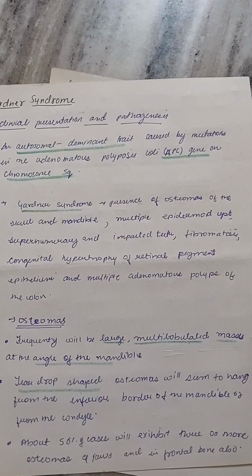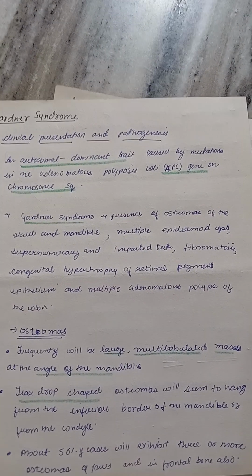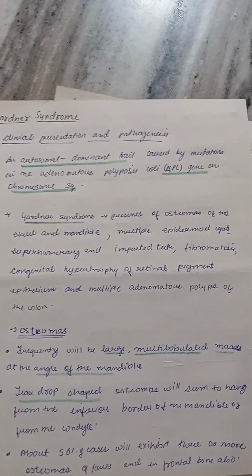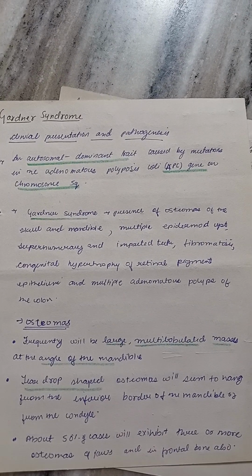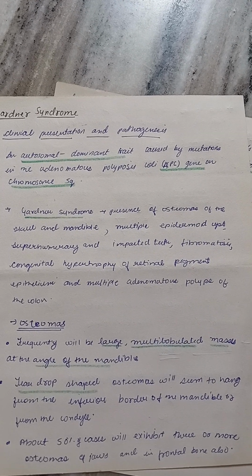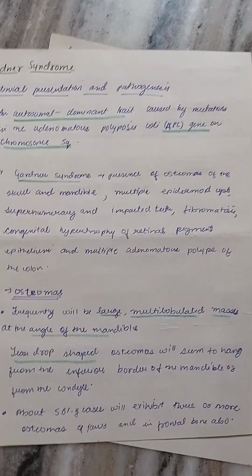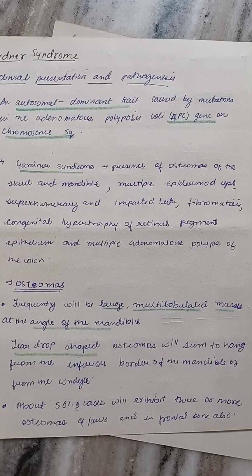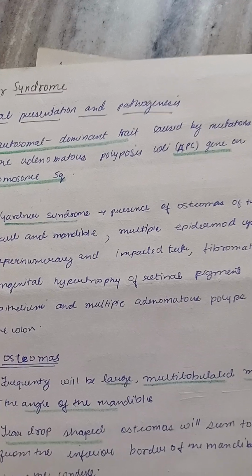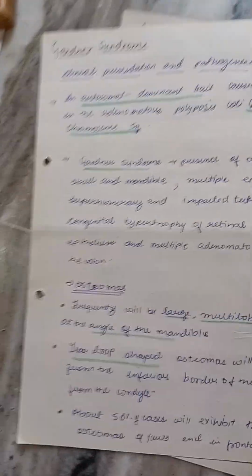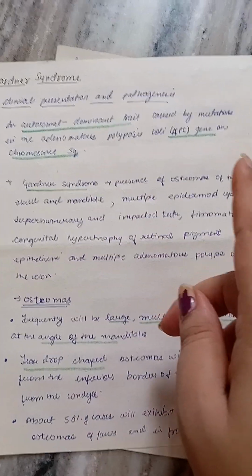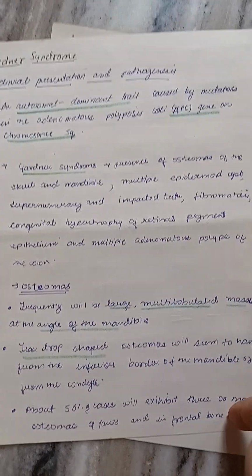Now coming to osteomas, frequently they will be large multilobulated masses at the angle of mandible. Teardrop shaped osteoma will seem to hang from the inferior border of the mandible or the condyle in Gardner syndrome. About 50% of cases will exhibit 3 or more osteomas of jaw and in frontal bone also. I have told you in last class, when it is associated with Gardner syndrome, it is not a single entity, it is present in multiple. So 3 or more osteomas in jaws, and one of the skull bones which is more common is the frontal bone.